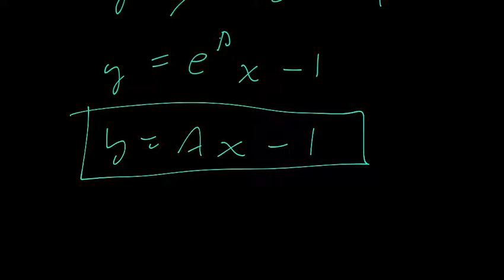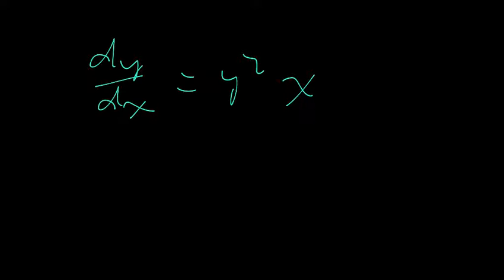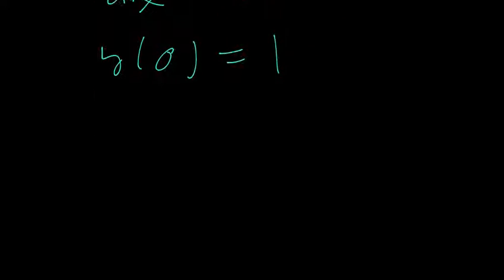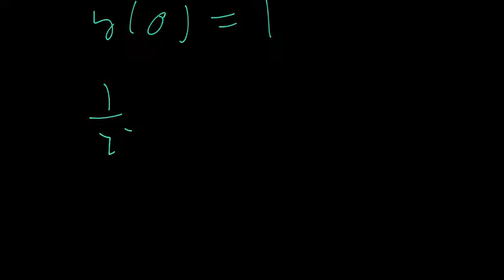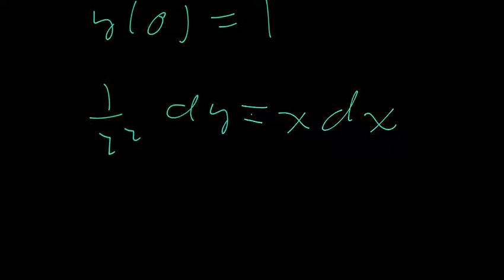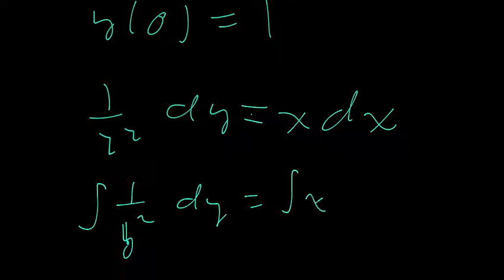And let's go ahead and look at one more problem here. Suppose we're given dy/dx equals y squared x. And we're also told that when x is equal to 0, y is equal to 1. So y of 0 equals 1. So we can go ahead and separate both sides, and we'll get 1 over y squared dy equals x dx. Let's go ahead and integrate both sides. The integral of 1 over y squared dy equals the integral of x dx.